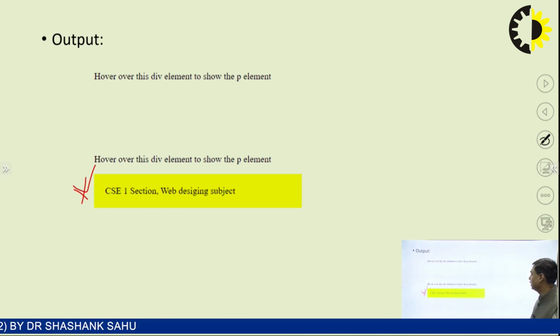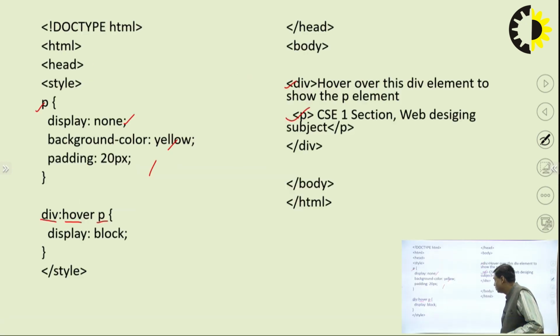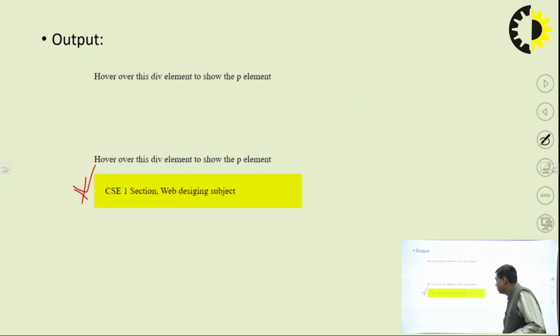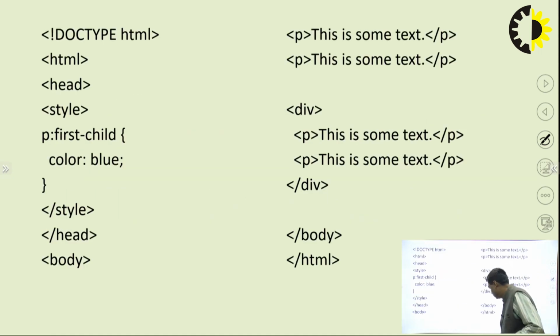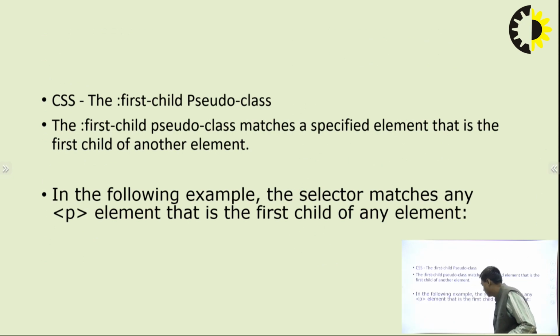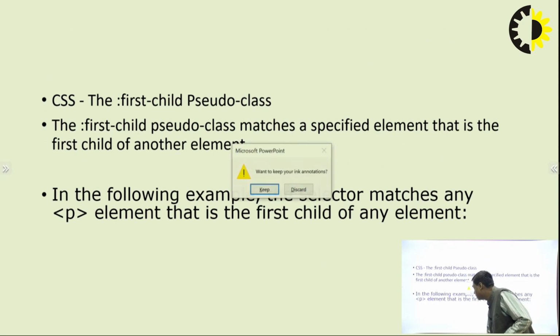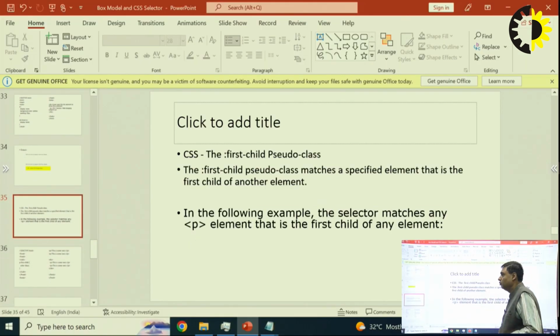CSE1 section, web designing subject. Before moving on this div element, it will not display this content. When we move on this content, it will display this p element. Actually the mouse is not here, so we are having difficulty showing the program. Okay, I am running this program also. We have the mouse.